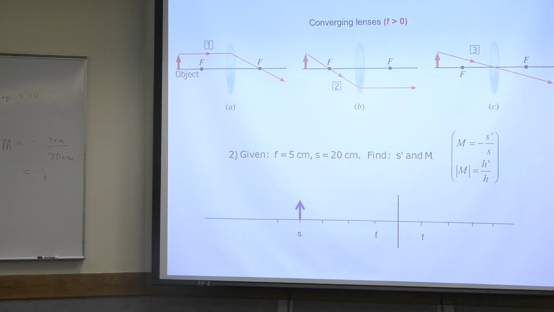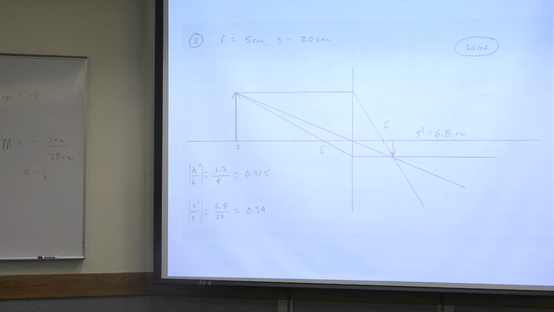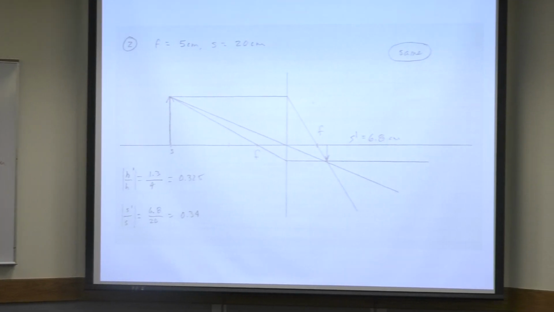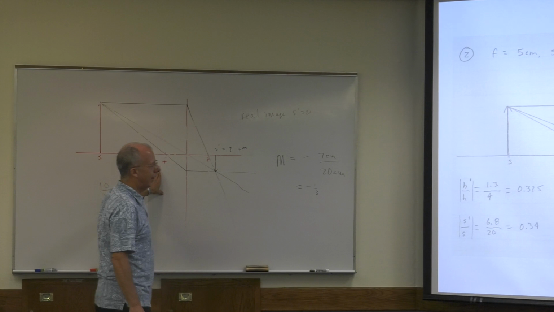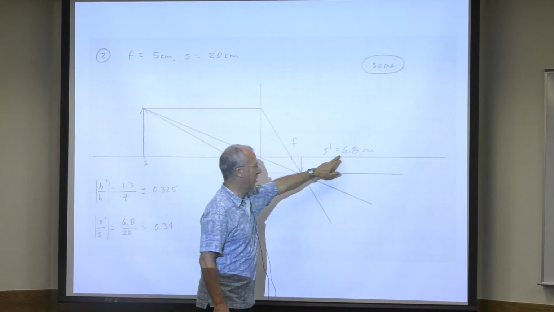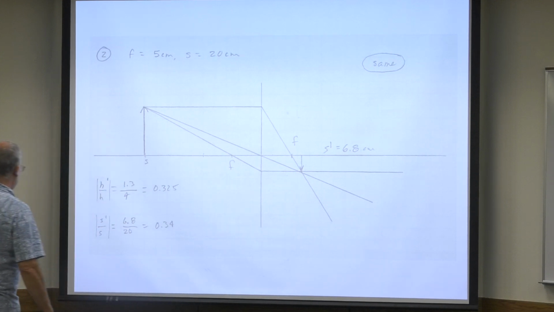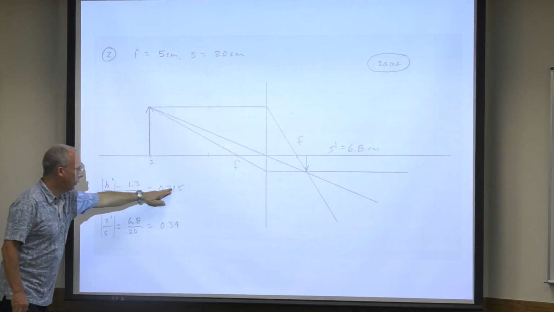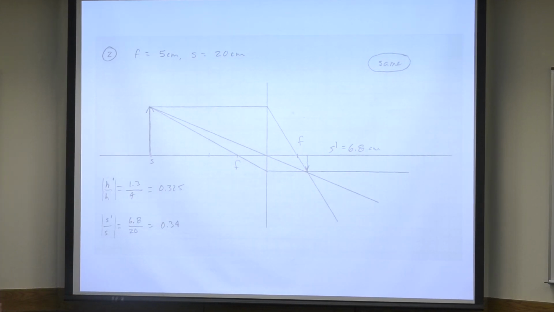Okay, let's do a more challenging one. Oh, wow, look at that. There it is. That's right. So that's a nice job. Here's what I did on the board. I just guessed 7 centimeters. When I did it nicely, I get 6.8, close enough, right? And the magnifications, 0.325, 0.34. I just guessed at about a third. Pretty close, right? So there you go.